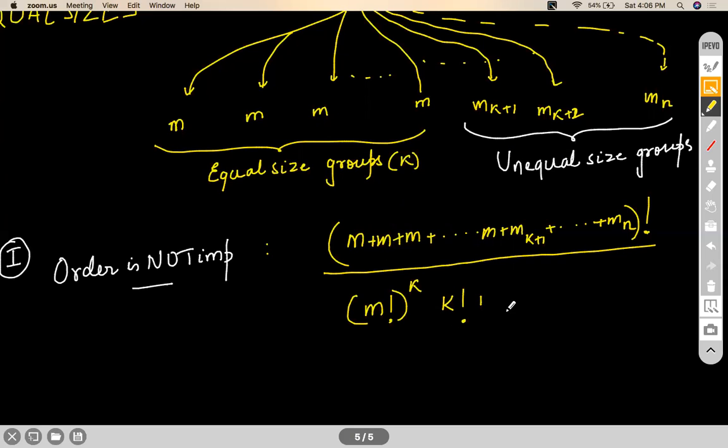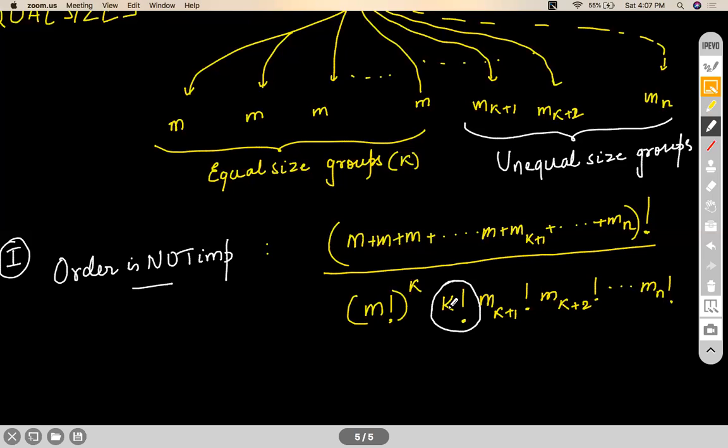And the others will go as they normally are written. So if the order is not important, then it is the total number of objects factorial divided by the factorial of these equal size groups multiplied k times, that means m factorial to the power k, and an additional term will come over here. This is very important. 99% of people forget this: dividing by k factorial. So for the number of groups which have the same number of items, you have to divide by that k factorial.